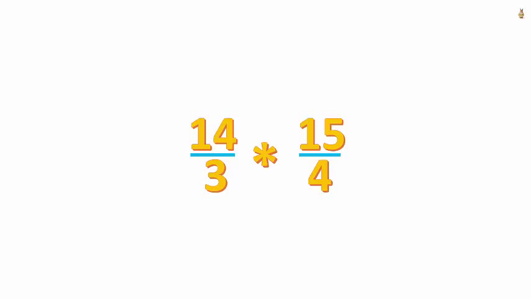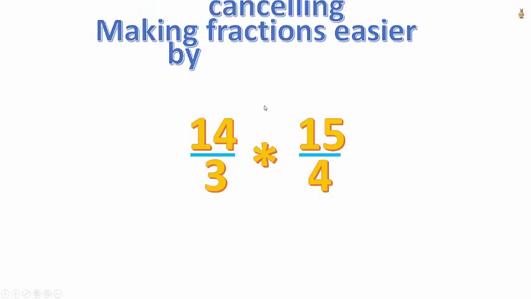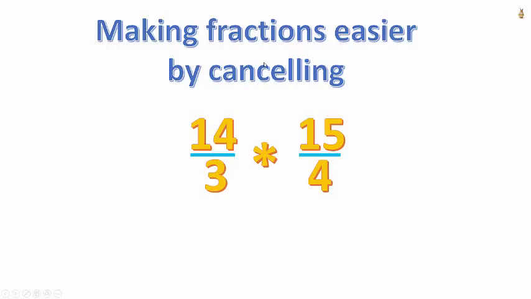Now look at this sum here. 14 over 3 times 15 over 4. We can simplify this. We simplify fractions, make fractions easier by cancelling. I can cancel 3's into 3 and 3's into 15. I can cancel 2 into 4 and 2 into 14. Let's have a look. 2 into 4 goes 2. 2 into 14 goes 7.